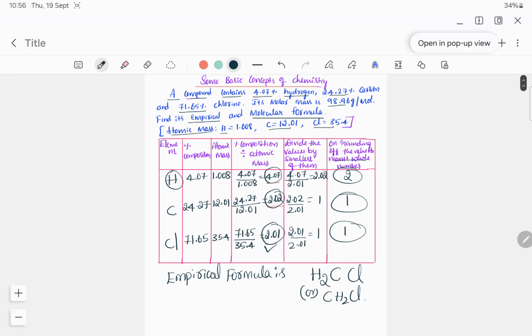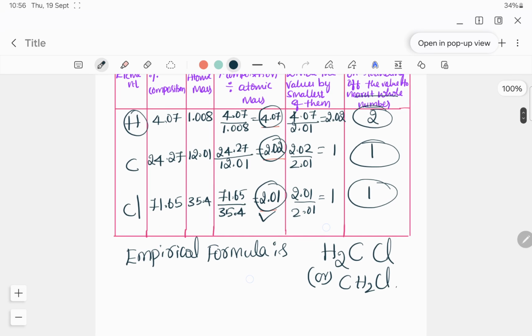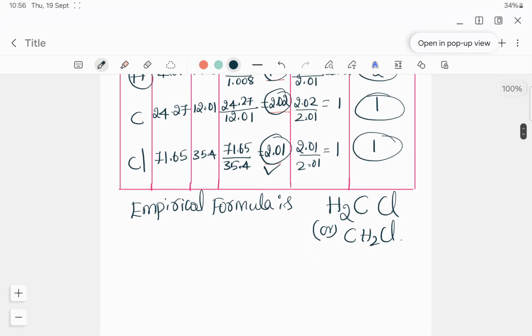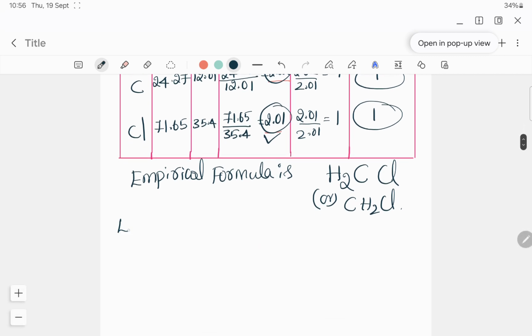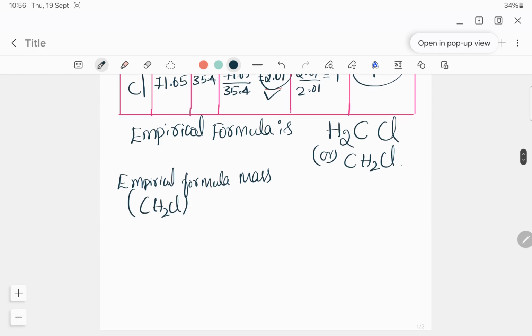See, in the question they asked to find its empirical and molecular formula also. Next step, the empirical formula we have got. Next, what we need to do is calculate the molecular formula. Before going to calculate the molecular formula, we need to calculate the empirical formula mass. How do we calculate the empirical formula mass? Take CH2Cl, this is the empirical formula we got, right? We need to calculate the molecular mass of this compound. How do we calculate it?